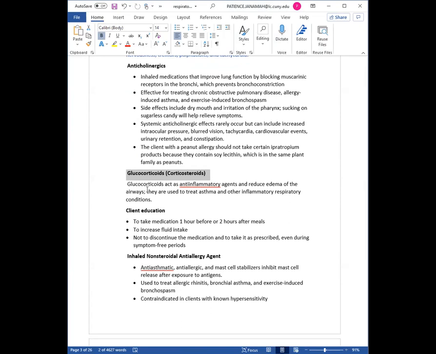So ipratropium is one of the nebulizer inhaler treatments that they mix with albuterol. But albuterol is a bronchodilator. It dilates and opens the airway. Then anticholinergics go into the muscarinic receptors. It blocks the receptor agents in the bronchi, and this one will prevent the bronchoconstriction.